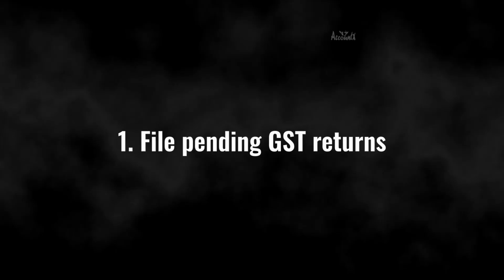If you are eligible, let us now see what do you have to do. This is a two-step process. First, you need to file your pending GST returns. Say for example, if you are a regular taxpayer, then you need to file your GSTR1 and GSTR3B from the tax period for which you have not filed returns till the effective date of cancellation.